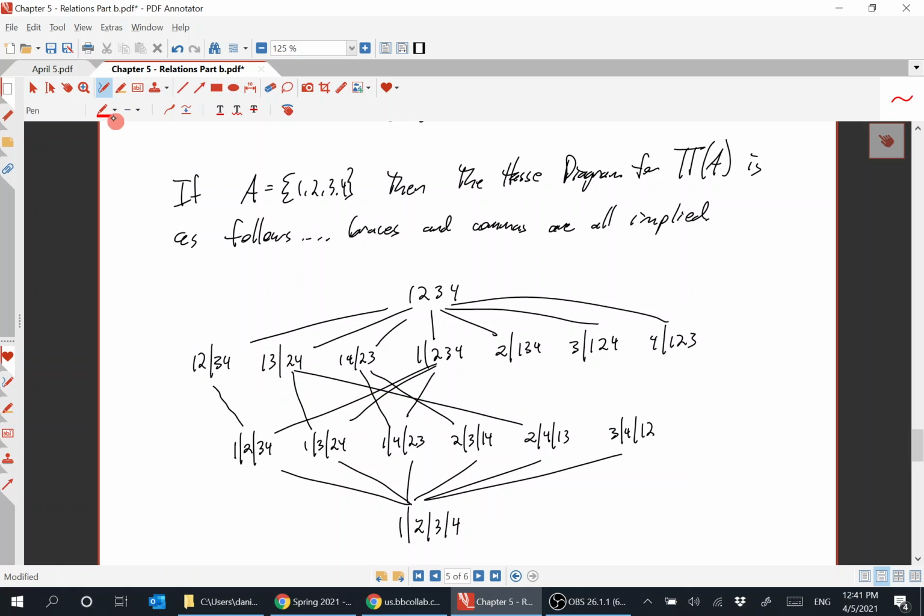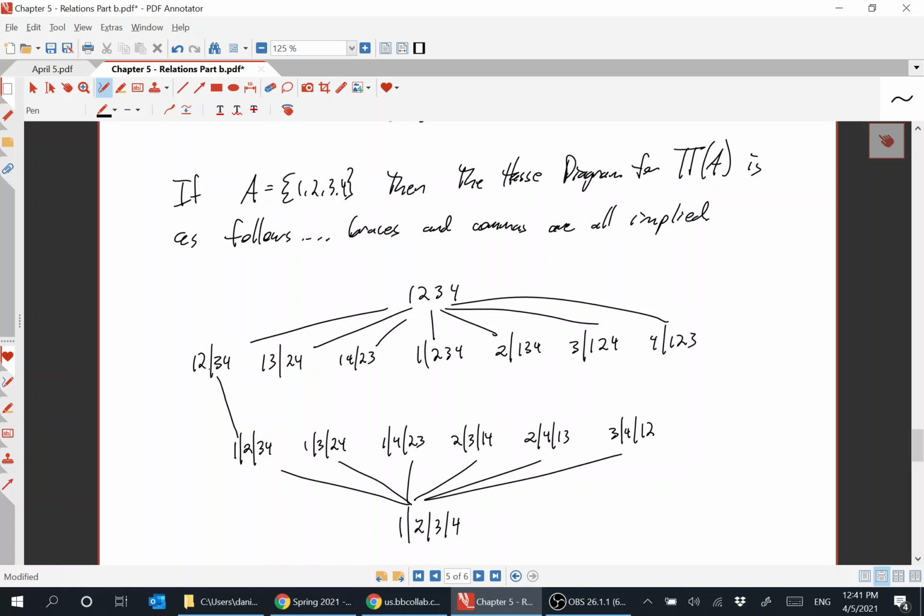Let's put the rest of them in. So 1, 2, 3, 4. Let's color code them, since this is the interesting part of the PO set. So 1, 2, 3, 4. Right. This is a refinement of that.